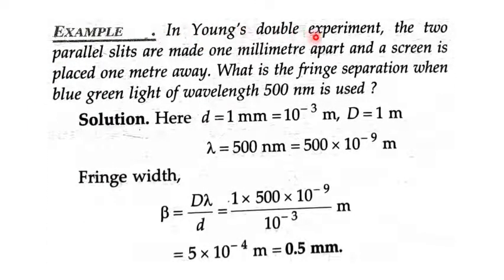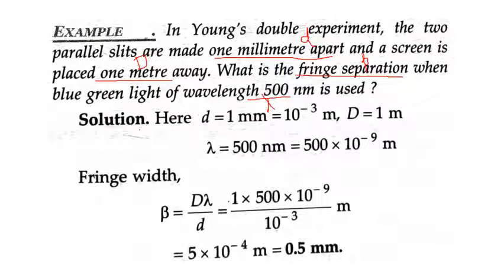In Young's double slit experiment, two parallel slits are made 1 millimeter apart. So this will be your small d, and the screen is placed 1 meter away, this will be your capital D. What is the fringe separation? They have asked you to find the fringe separation, meaning your fringe width, which is beta, when blue-green light of wavelength 500 nanometer is used. They have given you the wavelength.